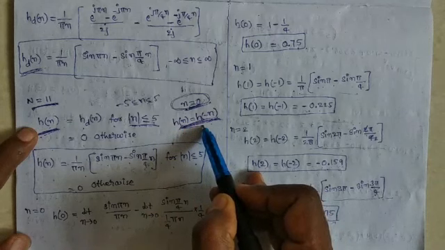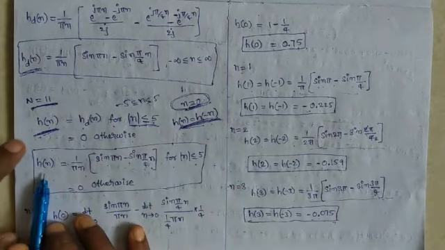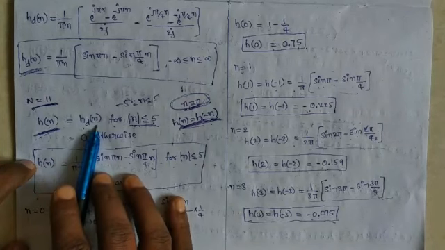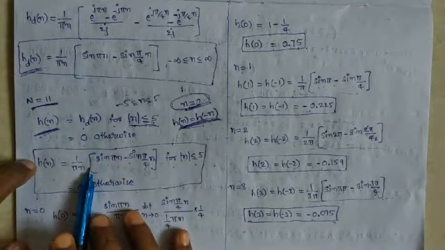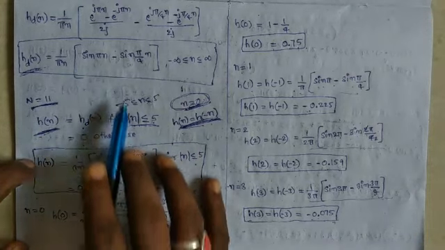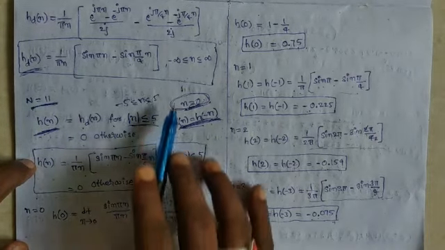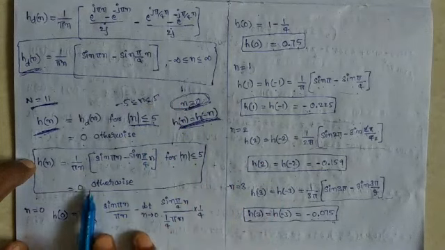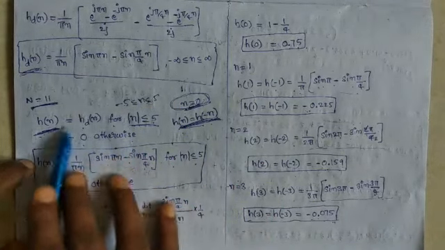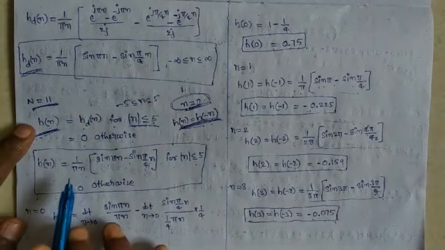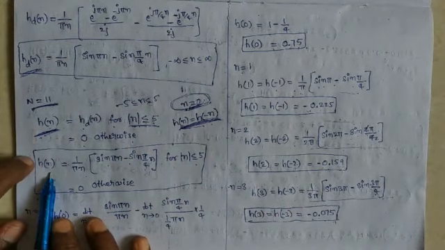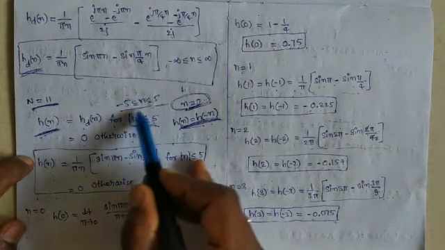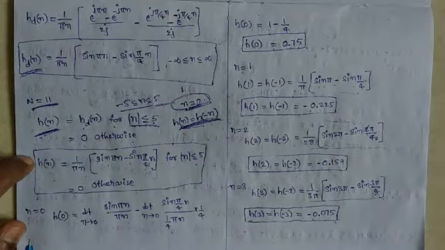Here h of n is equal to h of minus n. Here h of n is equal to hd of n, where hd of n is 1 by pi n into sin pi n minus sin 5 by 4 n, for mod n less than or equal to 5, and equal to 0 otherwise. From this equation we are now determining h of n corresponding to n is equal to minus 5 to 5.